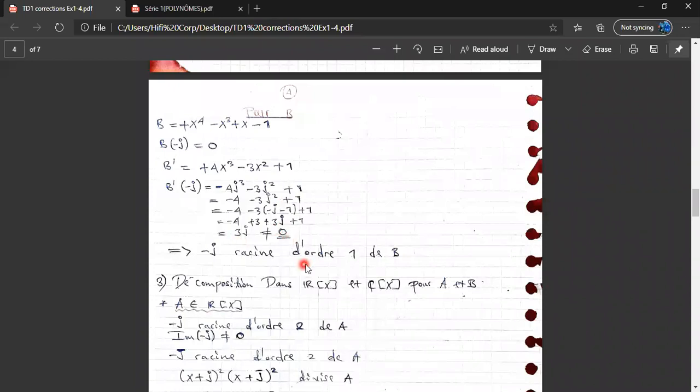Alors negative j racine d'ordre 1 de B on this. That's why it's not equal to 0, so it's order 1. I think this is as simple as possible. We can move on. Are we okay? We can raise our hands if we're all okay with how to show that this is a racine of the other.